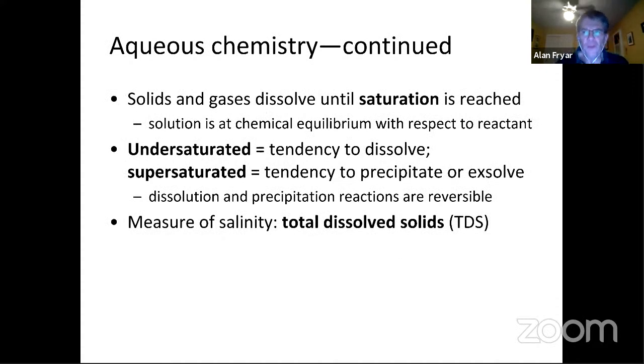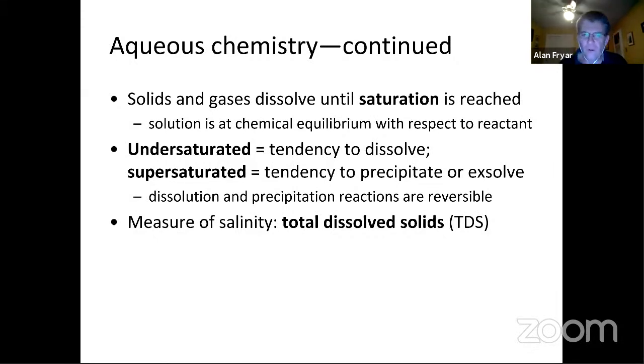So I skipped the thermodynamics. I thought that I would just keep things relatively simple. But note that both solids and gases, and other liquids for that matter, dissolve until saturation is reached. And the solution is defined as being at chemical equilibrium with respect to the reactant, the solid, the gas, or another liquid, when the reactant is at saturation.